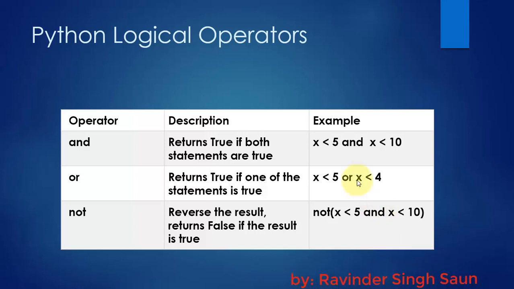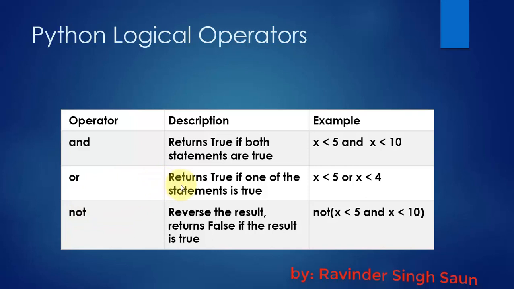For example, if we have x is less than 5 and x less than 10, this will result in true or false depending upon the value of x. For example, if the value of x is 1, then this one is true and this one is also true. If I talk about this AND operator, it will return true if both statements are true. So in this case also we will be getting true.